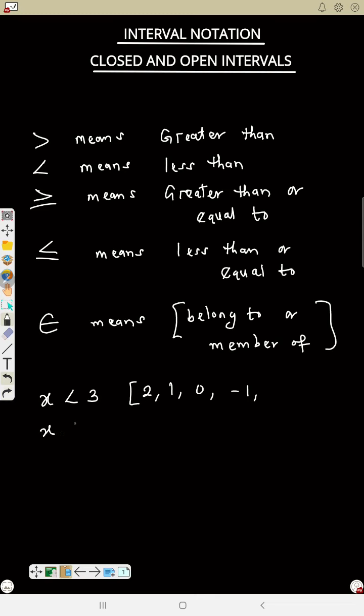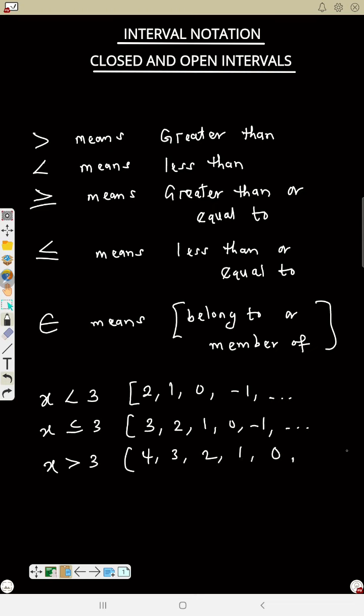Now if I say x is less than or equal to 3, because it is less than or equal to, I have to include the 3. That will be 3, 2, 1, 0, minus 1. So dot dot dot means it continues. Now if I say x is greater than 3, that means x is starting from 4 because it's greater than 3. That's 4, 5, 6, like that.